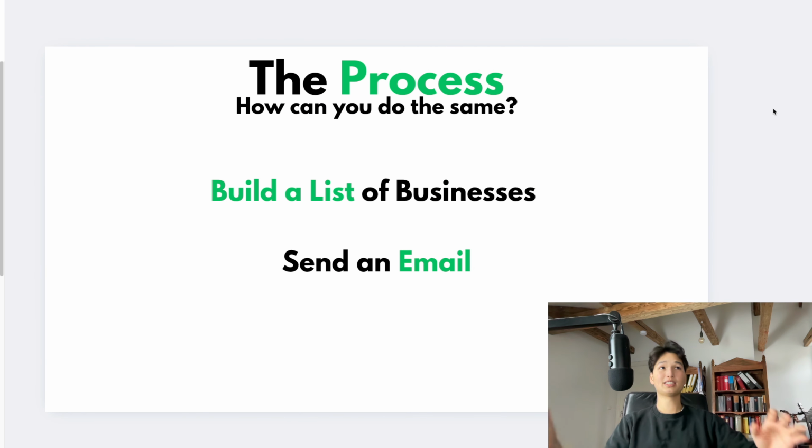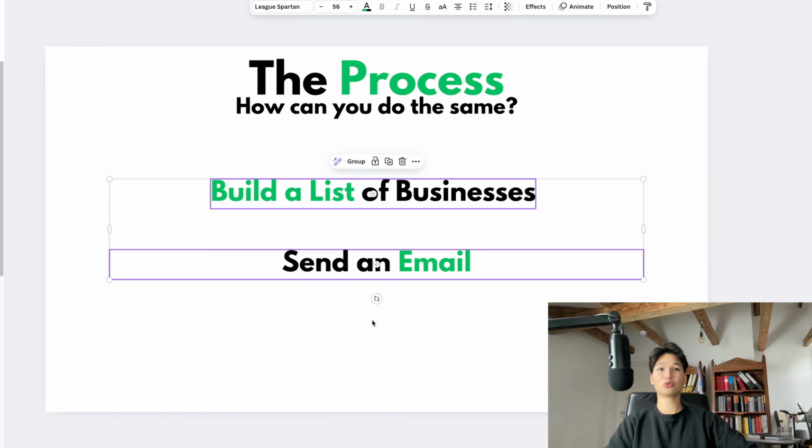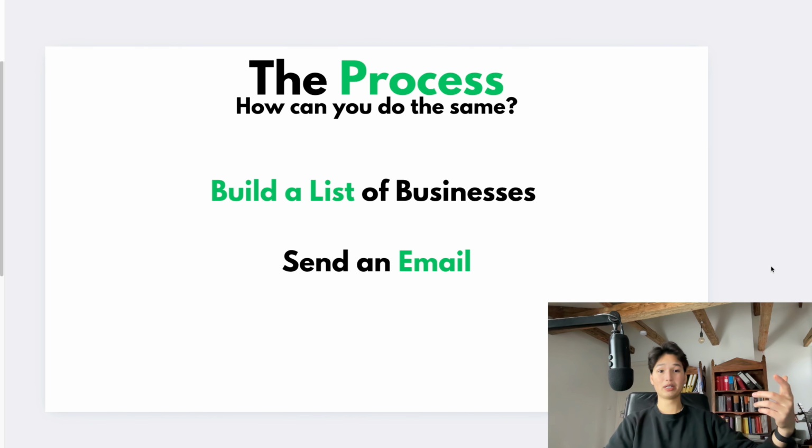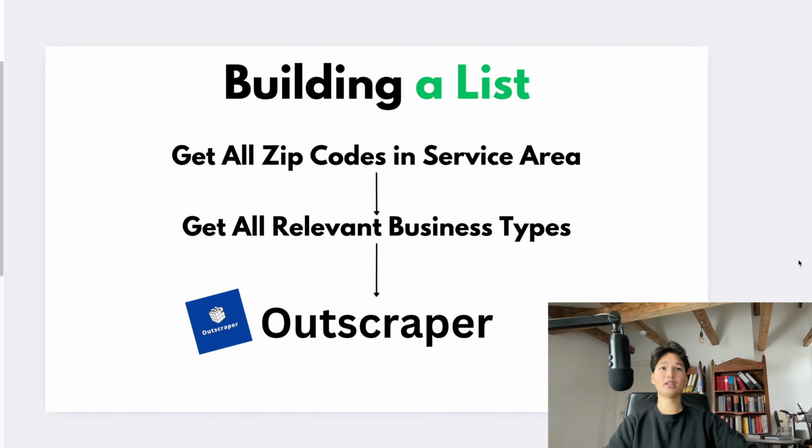So what is the process that you can copy so you can achieve similar results, if not the same kind of result? First of all, it's 2 simple steps. It's really straight to the point. It's simple, but not really easy. So I will walk you through each of these steps in extreme detail so you can just copy it and get some results for yourself. The first step is build a list of businesses, and the second step is sending an email. So the first step, building a list.